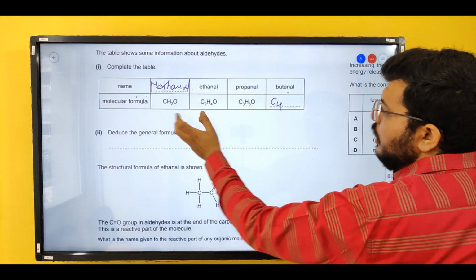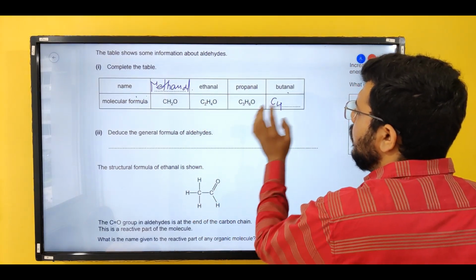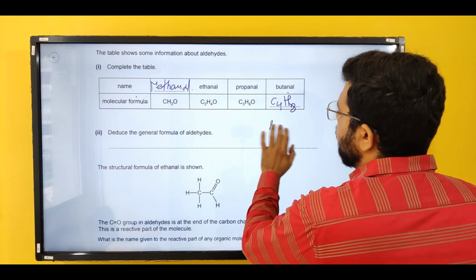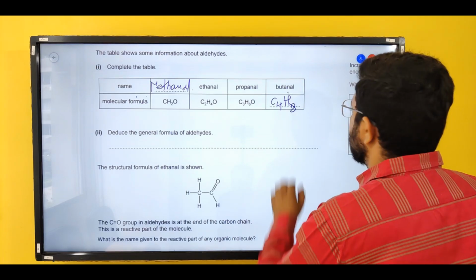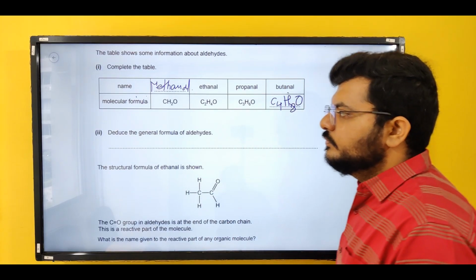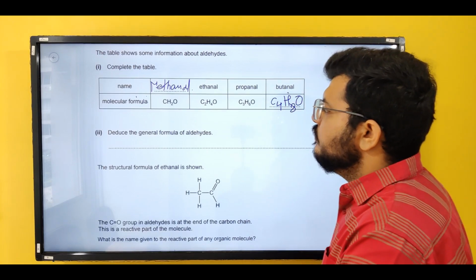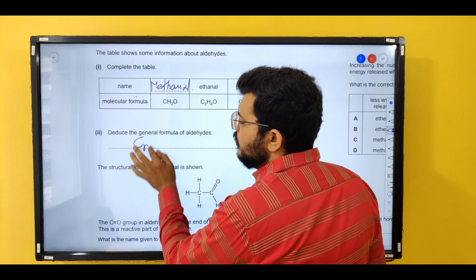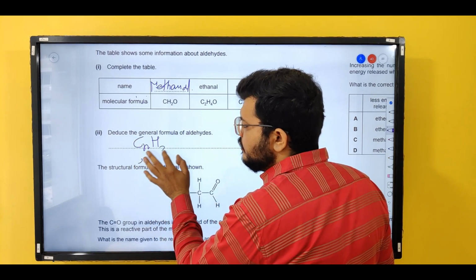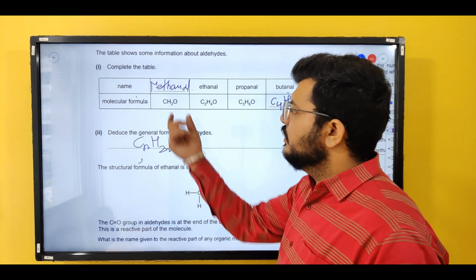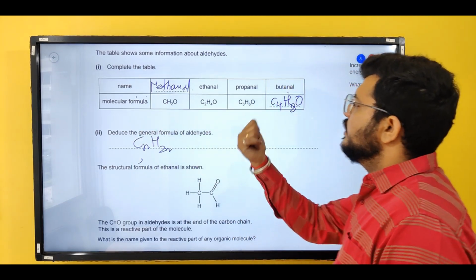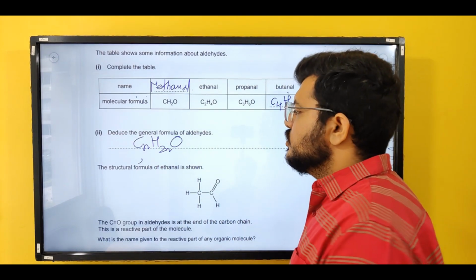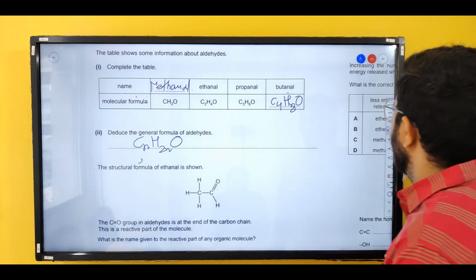So C4, how many hydrogen will be there? In each compound, the number of hydrogen is increasing by 2. So we have H8, right? And the number of oxygen remains the same, so you have O, right? Then deduce the general formula of aldehyde. The general formula of aldehyde: the number of hydrogen is 2 times the number of carbon, right? CH2O, C2H4O, C3H6O, C4H8O, and there is an oxygen present, right? So CnH2nO.